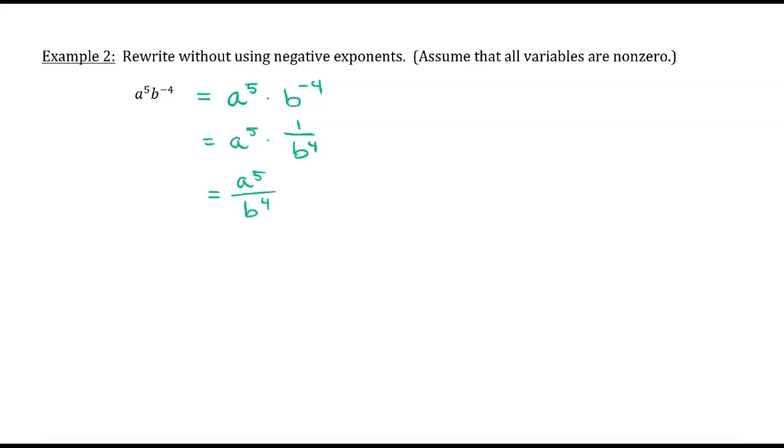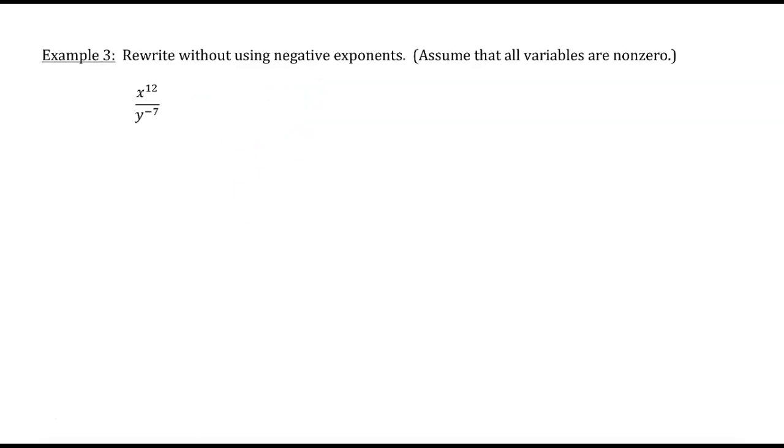Let's keep going. In example 3, now we need to simplify x to the 12th divided by y to the negative 7th. Using what we know about negative exponents, the y to the negative 7th can be rewritten as 1 over y to the 7th. Well, dividing by the fraction of 1 over y to the 7th is equivalent to multiplying by its reciprocal, y to the 7th over 1. So now we have x to the 12th times y to the 7th. Or simply, x raised to the exponent of 12 times y raised to the exponent of 7.